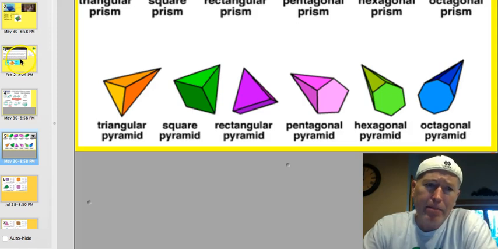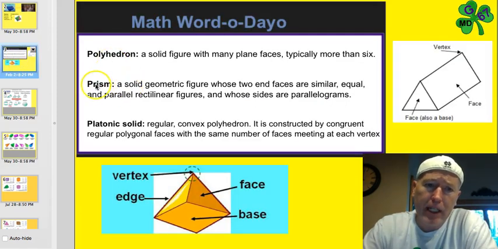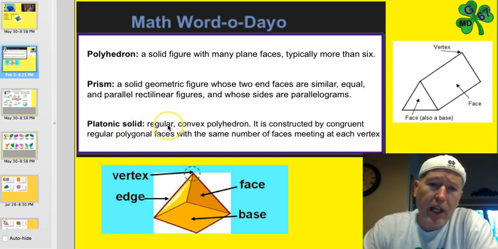So that's the second P. Let's get the third P down. We've got polyhedron and prism, and then platonic solids. And these are like kind of regular or convex polyhedrons. And I think the best way to describe them, I'll read this to you.